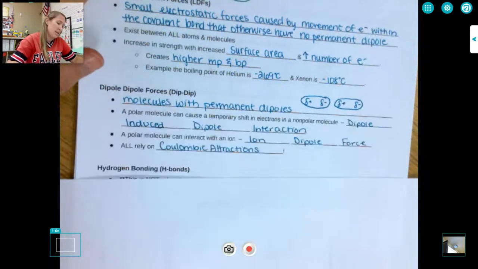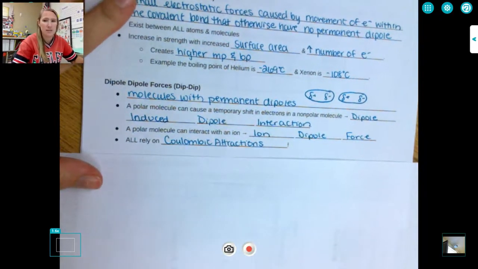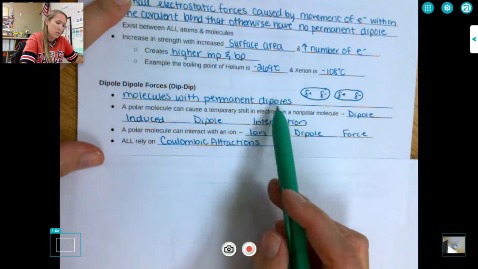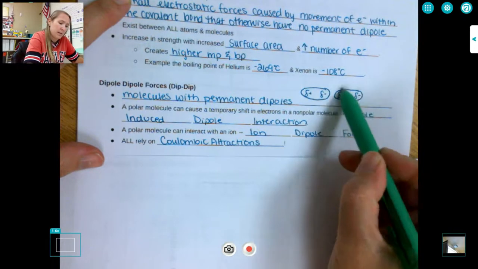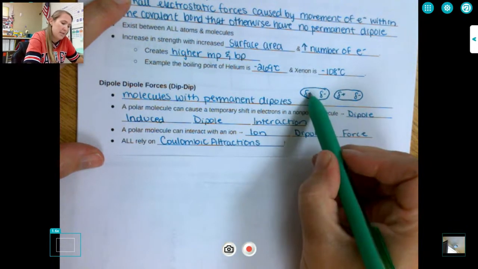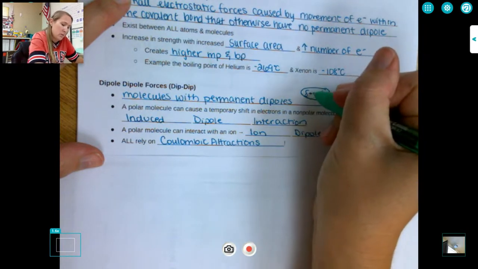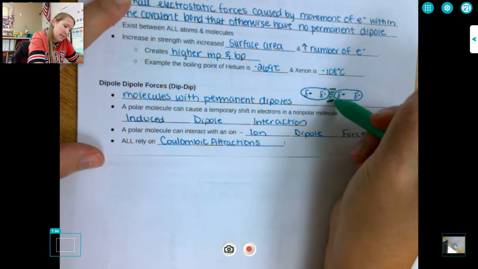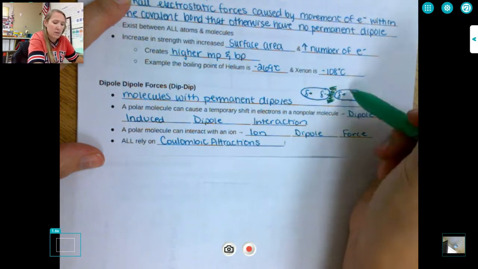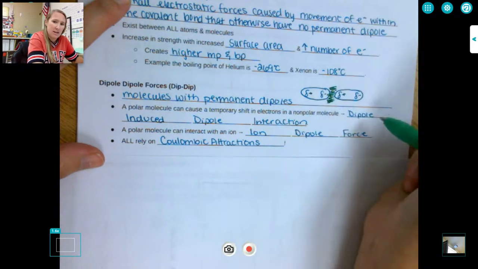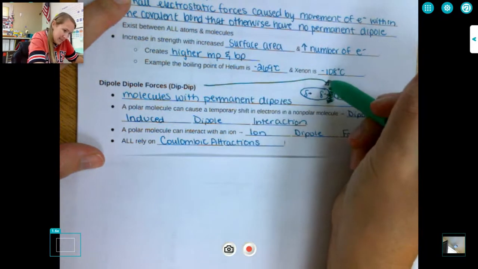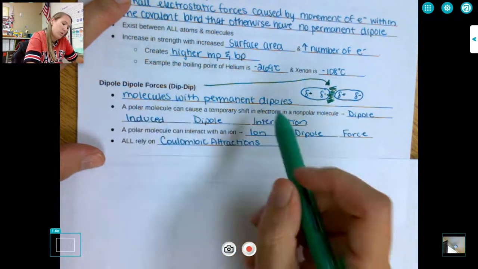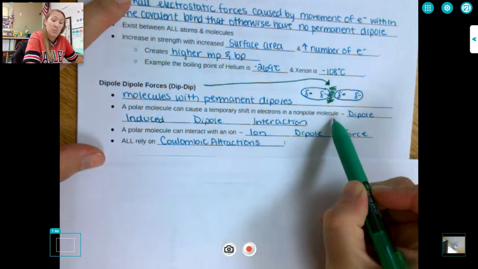Okay. Our next in strength is our dipole forces, or dipole-dipoles. These are molecules with permanent dipoles, so they happen between polar molecules. So if I have one polar molecule here and another one here, okay, and we have these dipoles that hang out, right? This one side becomes more positive, the other side more negative. Then I get this interaction, almost like a magnet, this attraction between the positive side of one and the negative side of the other. This is the dipole-dipole interaction. It's from molecule to molecule. Okay. So a polar molecule can cause a temporary shift in electrons in a nonpolar molecule.